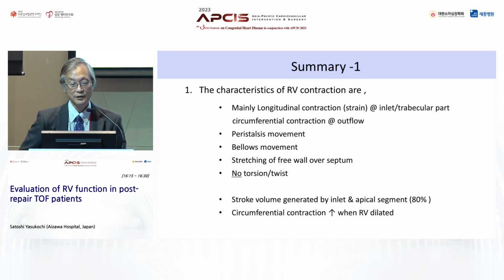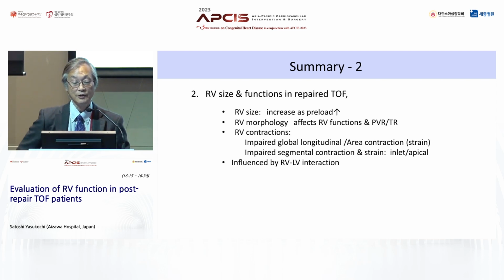In summary, the characteristic of RV contraction is mainly longitudinal, especially in the inlet and trabecular part. The circumferential contraction is in the outflow, with peristaltic movement, bellows movement, and stretching of the free wall over the septum. About 80% of stroke volume is generated by the inlet and apical segments, and circumferential contraction increases when the RV is dilated. The RV size and function in repaired tetralogy are shown in the slides.